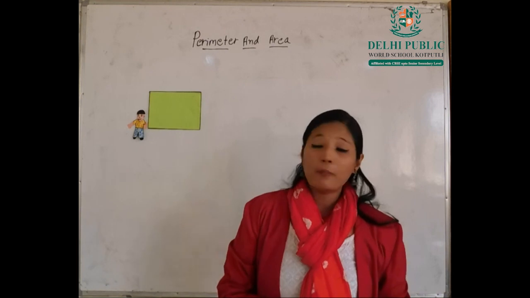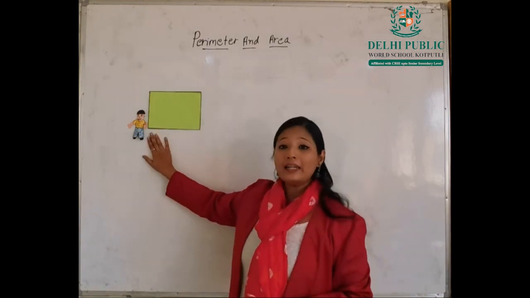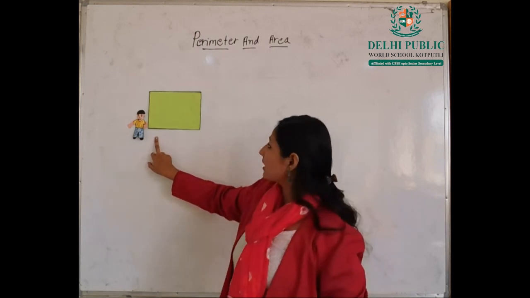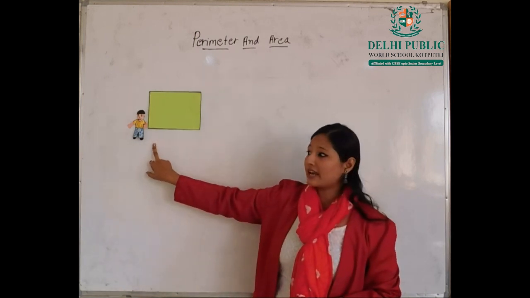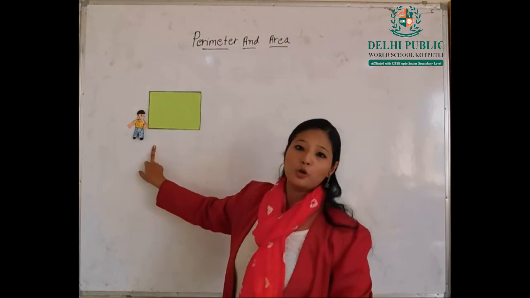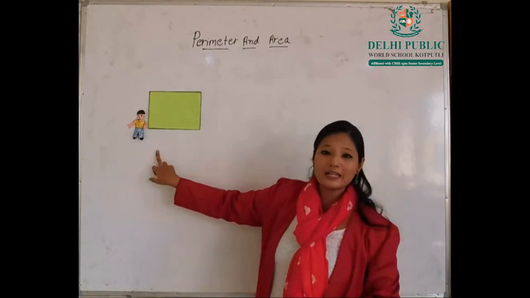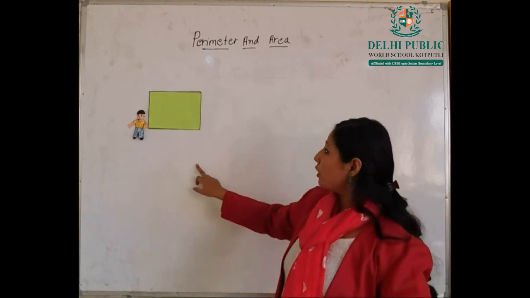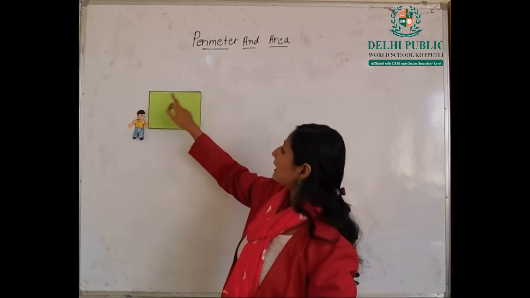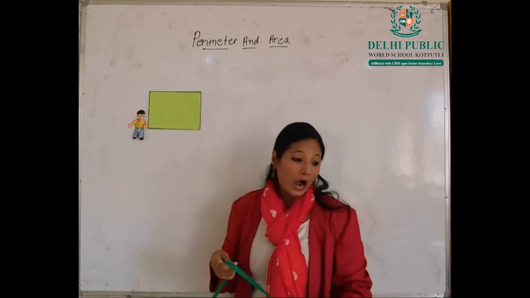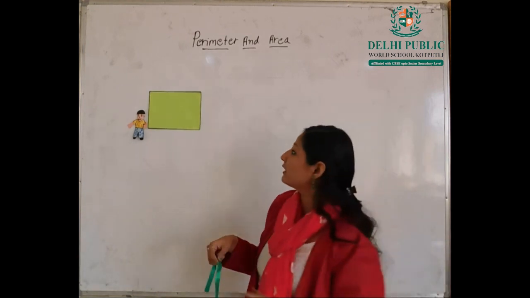But how much fence will Raghu need to fence his field? Does he need a 5-meter fence or a 10-meter fence or maybe more? So how can Raghu know how much fence he needs to fence his field? So what should we do? We should calculate the edges of his field. So how can we calculate the edges of the field?